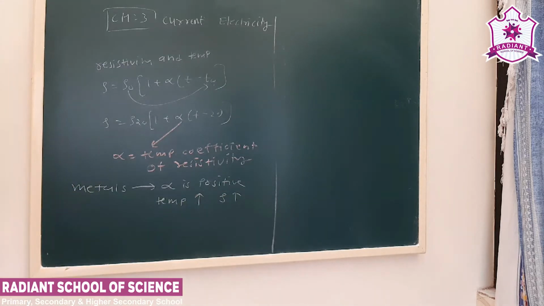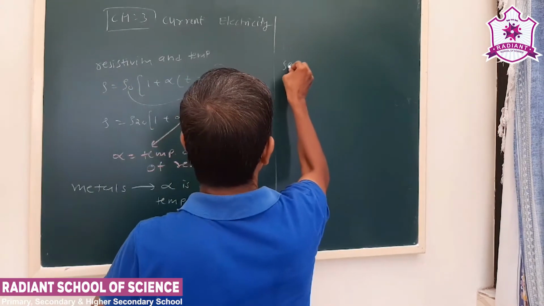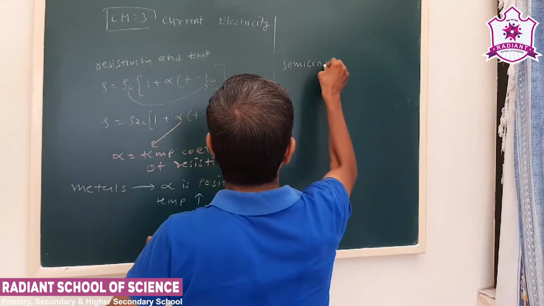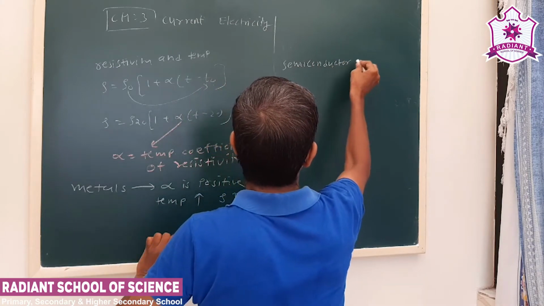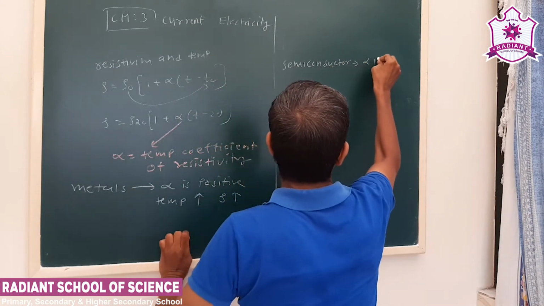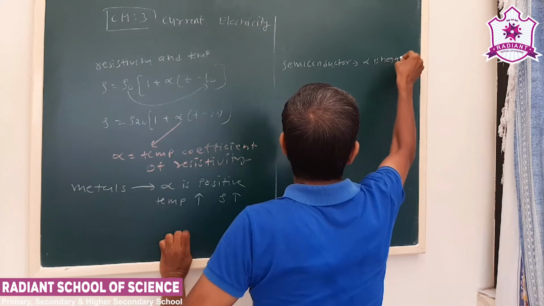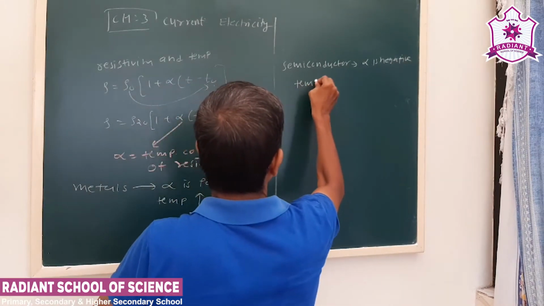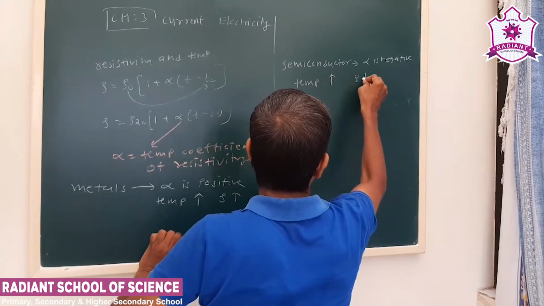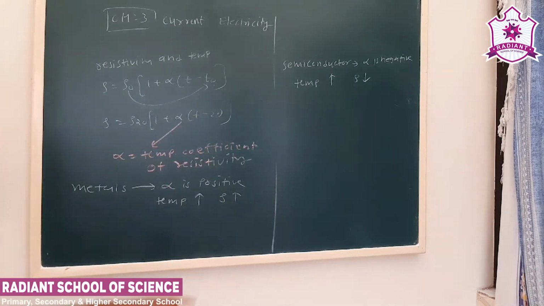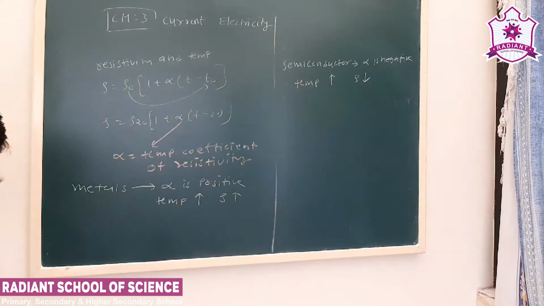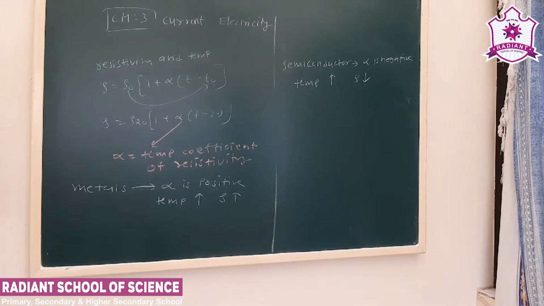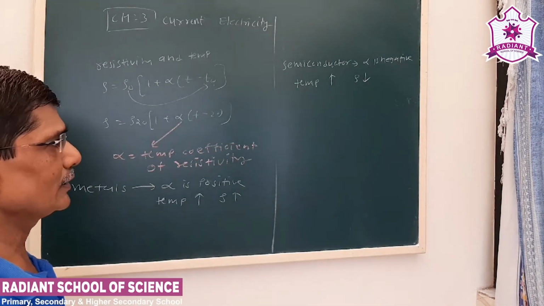Now, for semiconductors alpha is negative. So as temperature increases, resistivity will decrease. So this will be a useful property in lesson number 14 when we will study semiconductors. Now we plot the graph also.